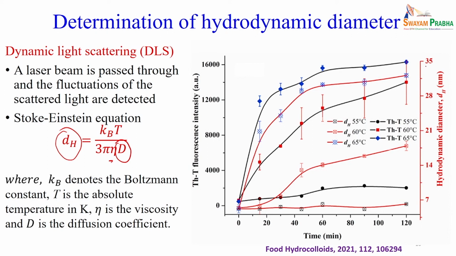So, here I am just discussing this y axis, it is the hydrodynamic diameter of a protein. This experiment was performed at three different temperatures, 55, 60 and 65, and this is the thioflavin T fluorescence intensity on this y axis. So, what we are seeing is this particular protein, it was albumin. This is ThT at 55, there is no increase, it means no aggregation.